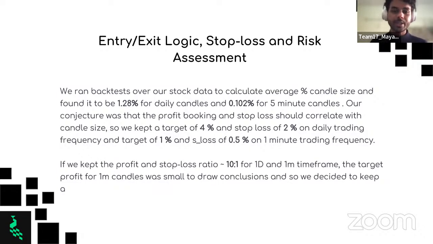So we decided to backtest our stock data and calculate the average candle size percentage for every stock that we were testing, and we found it to be 1.28 for daily candles and 0.1 for 5-minute candles. We had 5-minute candle data. We didn't have 1-minute candle data, so we ran it for 5-minute on our local PCs, and we set our profit booking and stop loss such that they would have a more or less similar ratio for both the tests, and we'd have a more accurate representation of our tests. The next slide.